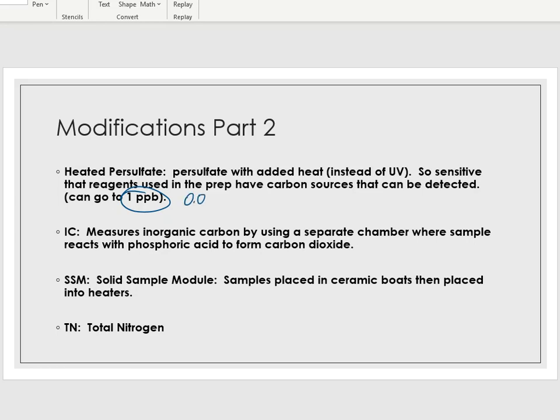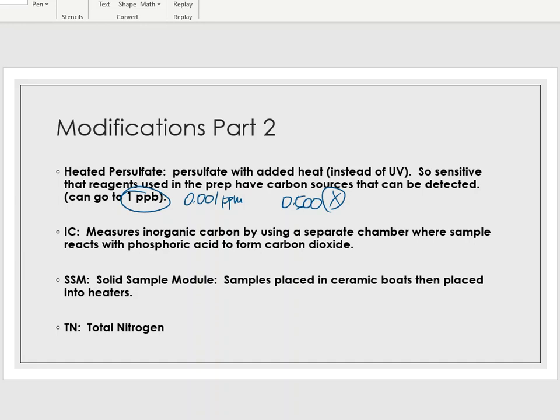And 1 part per billion is 0.001 part per million. Keep in mind, I told you that we stop at 0.5. We don't go any lower than that. This machine, the way that it's set up, can go 0.001. So super, super tiny.